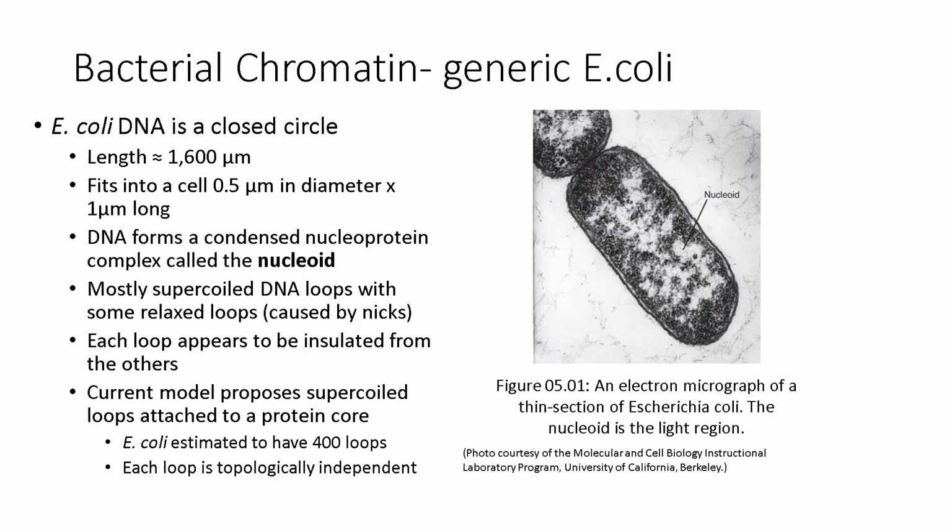E. coli DNA is a closed circular molecule, approximately 1,600 micrometers long, tightly packed into a cell only 1 micrometer in length. The DNA is organized into a condensed complex known as the nucleoid, consisting of supercoiled and relaxed loops. Current models suggest these loops are anchored to a protein core.